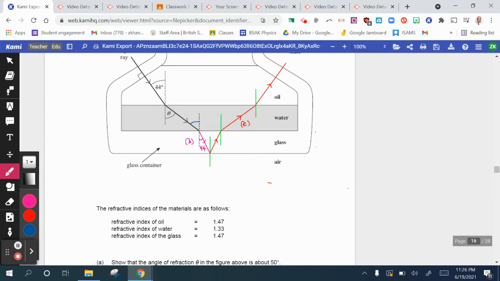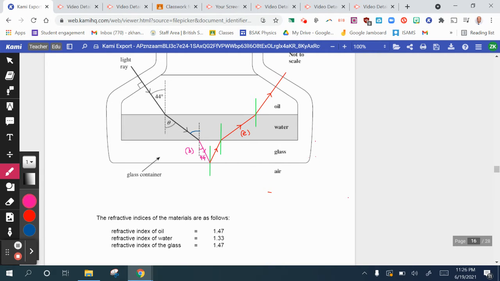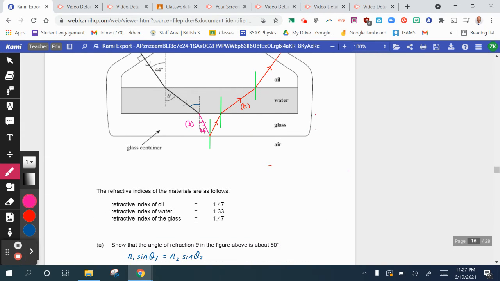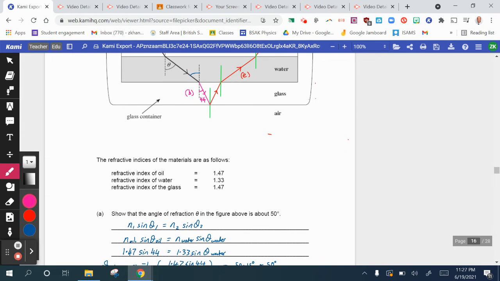So here are the respective refractive indexes. The oil has a refractive index of 1.47, the water has a refractive index of 1.33, and the glass also has a refractive index of 1.47. So both the glass and the oil have the same refractive index. Show that the angle of refraction, theta, is approximately 50 degrees.